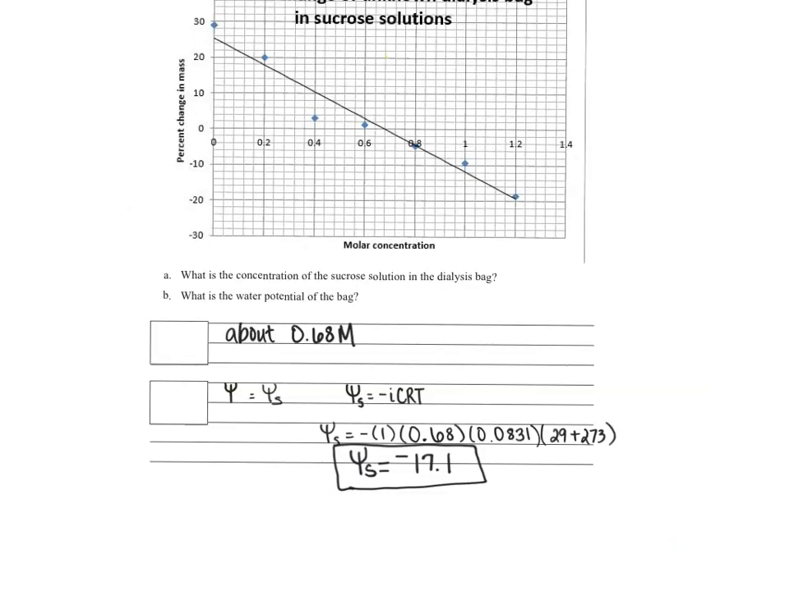So when I plug these values into my calculator, I get the solute potential of negative 17.1. Remember that there is a negative sign in this equation, so when you plug your values into your calculator, you will have to remember to make it negative. Solute potential is negative 17.1.